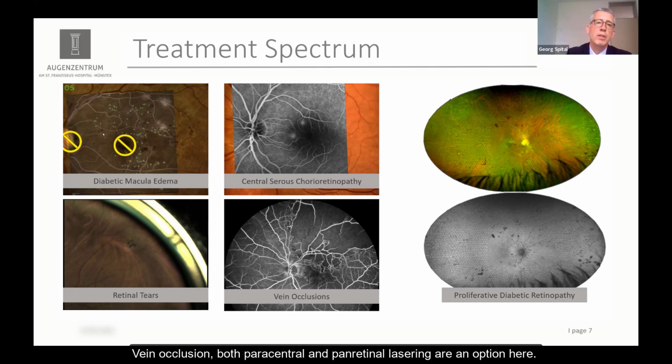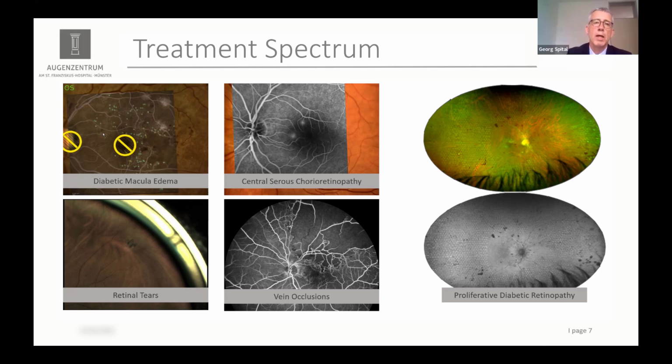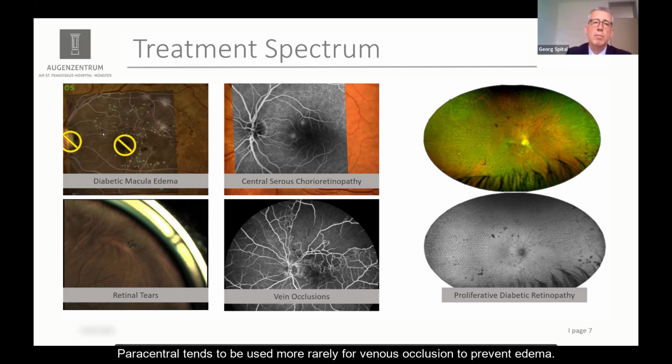Vein occlusion, both paracentral and panretinal lasering are an option here. Paracentral tends to be used more rarely for venous occlusion to prevent edema. Panretinal laser treatment is performed over a similar area to treatment in diabetes, if proliferations occur or if there is extensive ischemia.